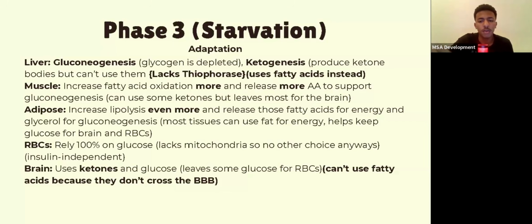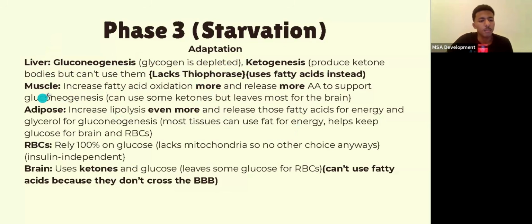But again, even though the liver can produce ketone bodies, it cannot use them because it lacks the enzyme thiophorase. That's a question, okay? Remember it, it's probably a question. And the liver uses fatty acids instead in this stage. It also uses a little glucose, but mainly fatty acids. We have a summary table for all of the organs and what they use, so you can memorize it from later.